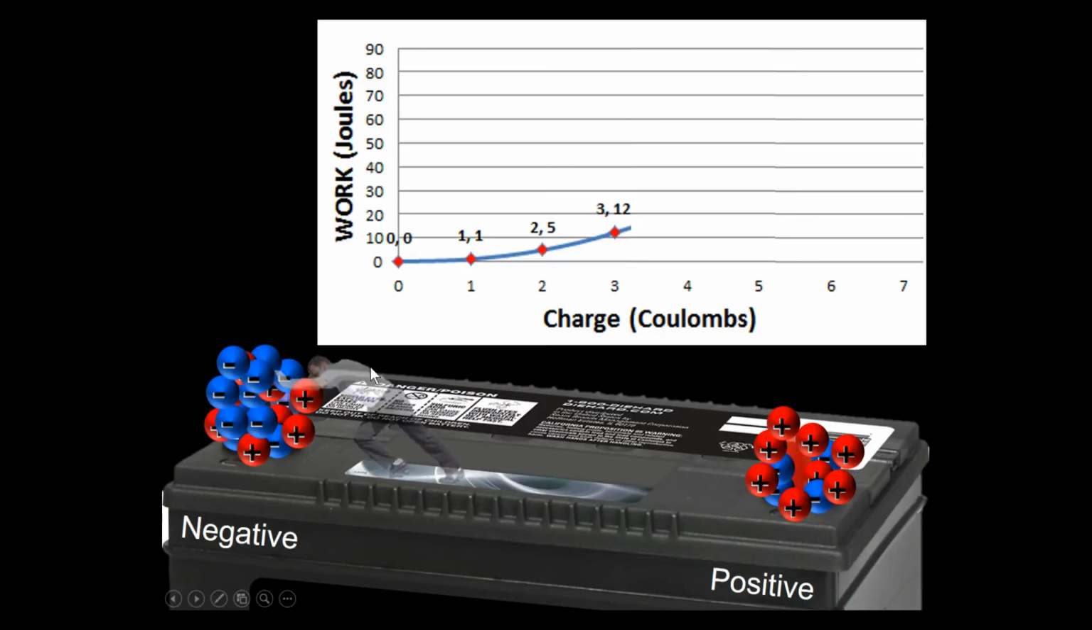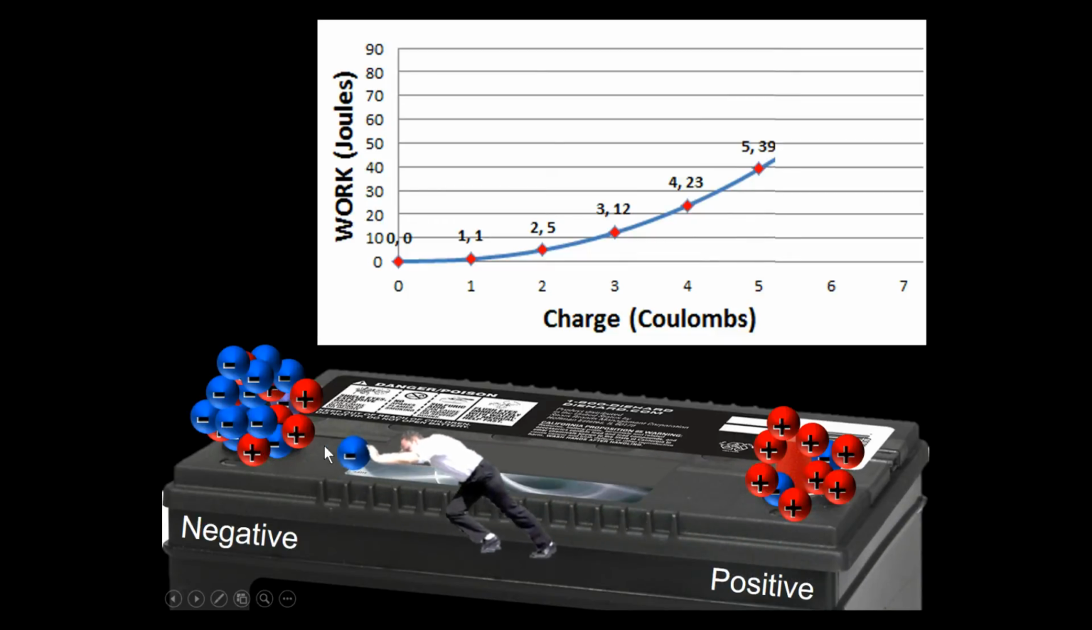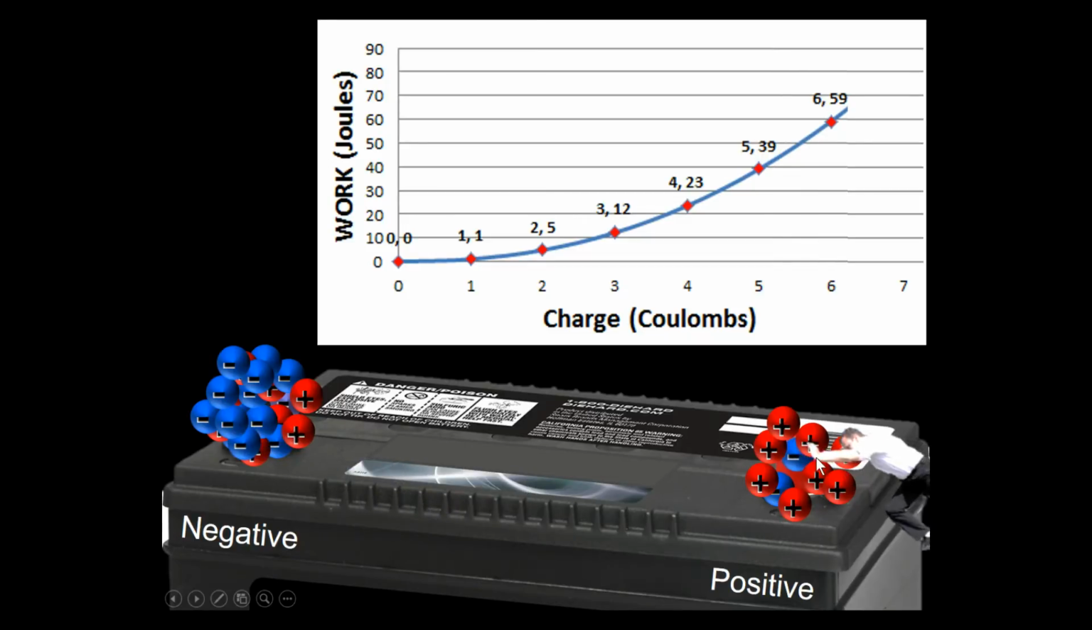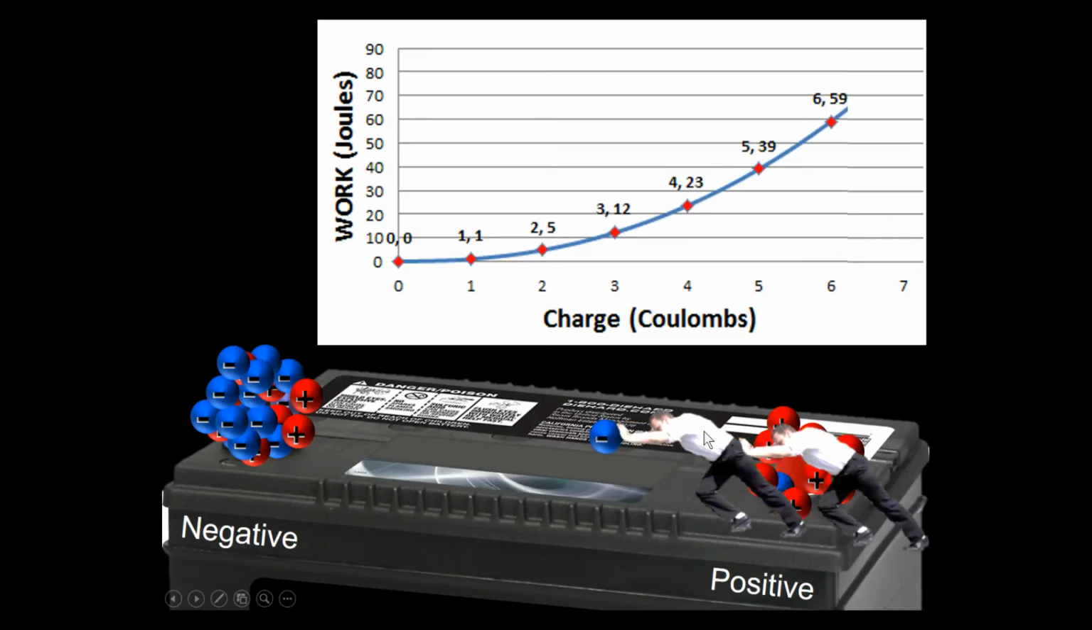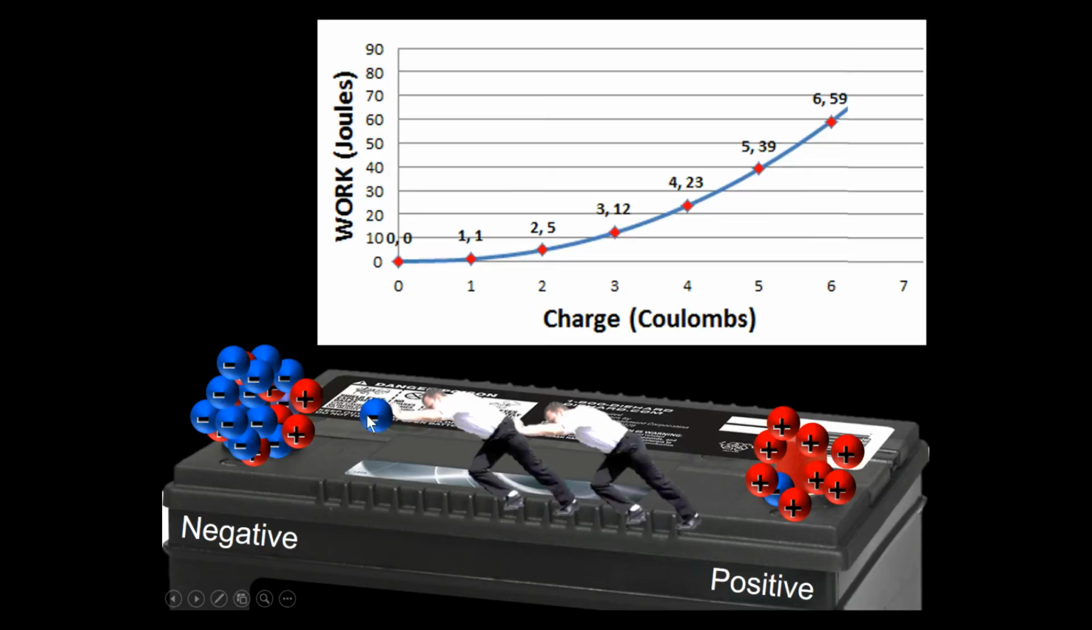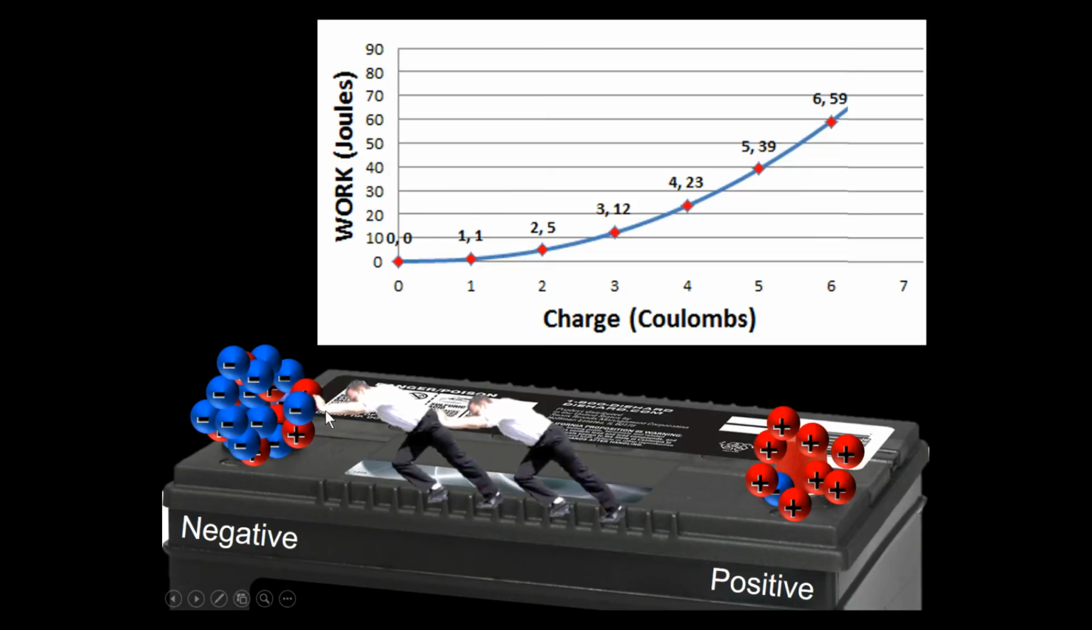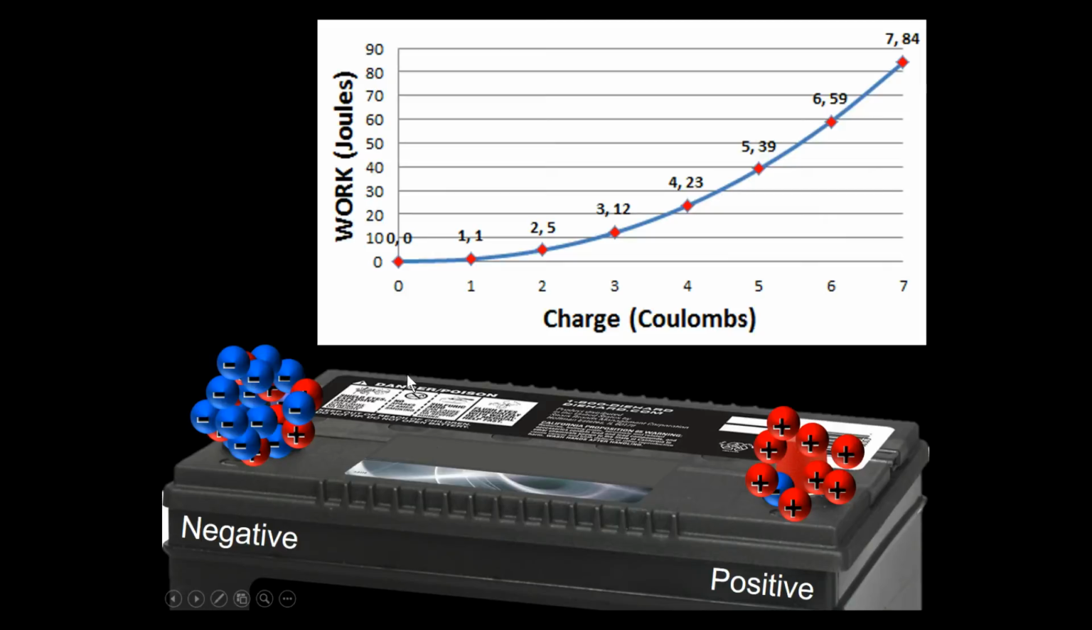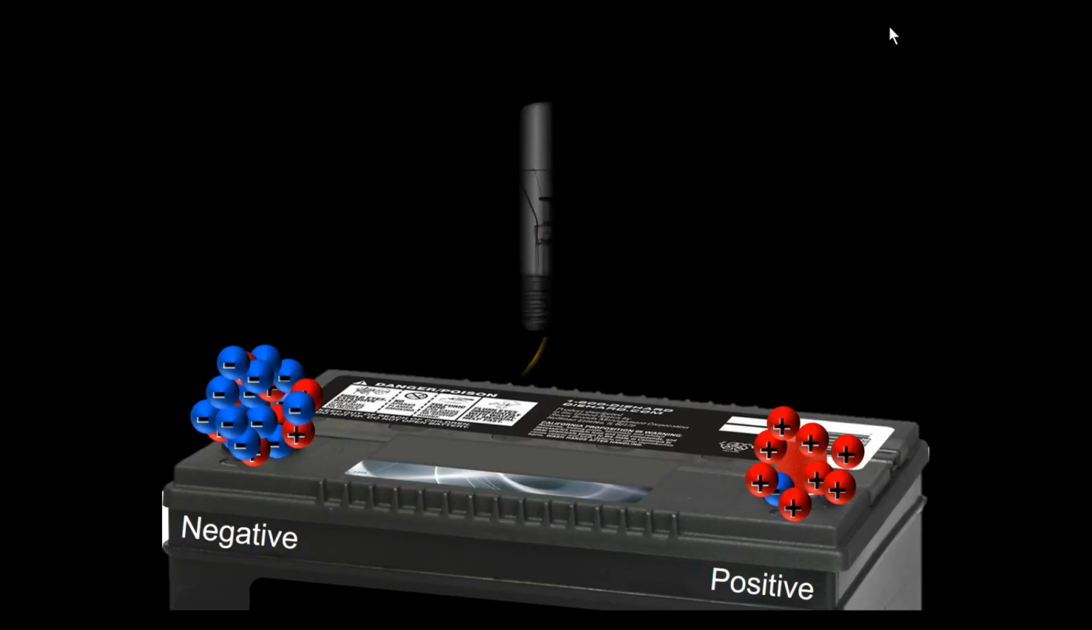You've got to kind of put your back into it. And the more charges we push over, the harder and harder it becomes. We've got to do a lot of work to get them over there. And by the time it's almost fully charged, that charge really doesn't want to go. We've got to push really, really hard to get that charge over there. So by the time we have this charged, we've done a total of 84 joules of work to push over 7 coulombs of charge. Joules per coulomb, you divide those two, and you get 12 volts.